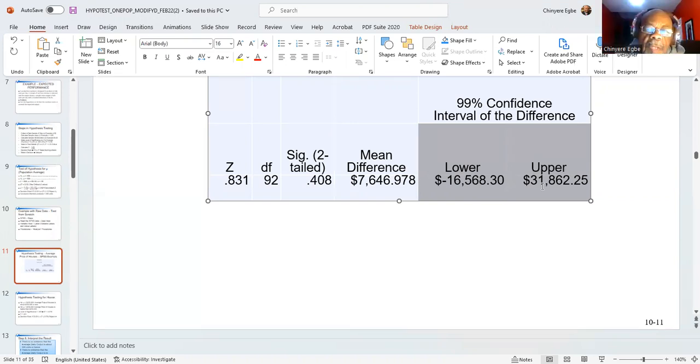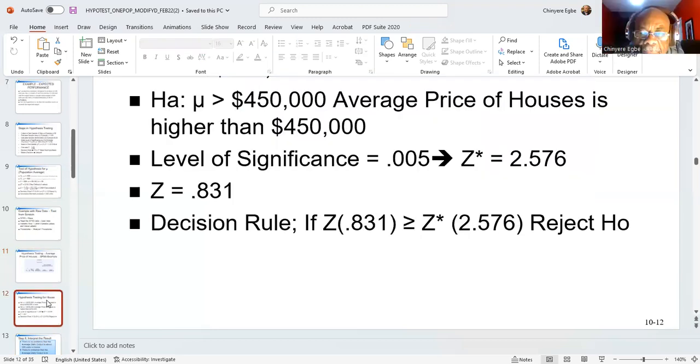So if the confidence interval is either all negative or all positive, then you must reject the null hypothesis. You get that? Okay. So I take it that you get it. All right.